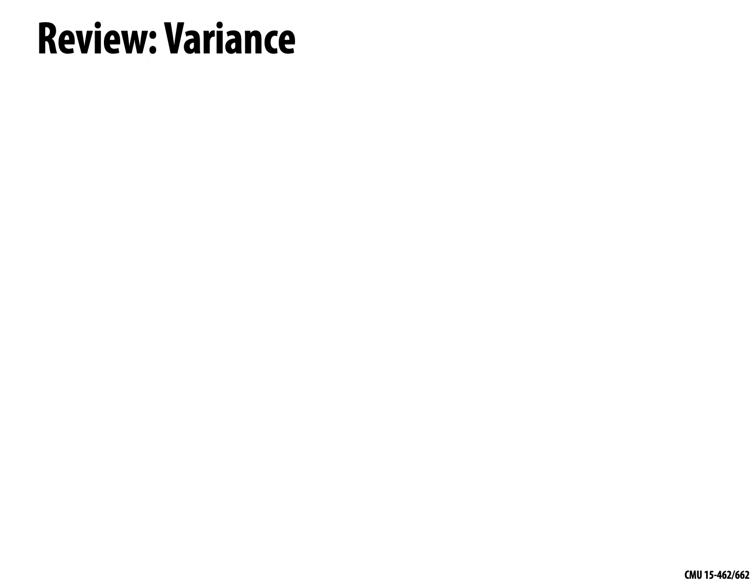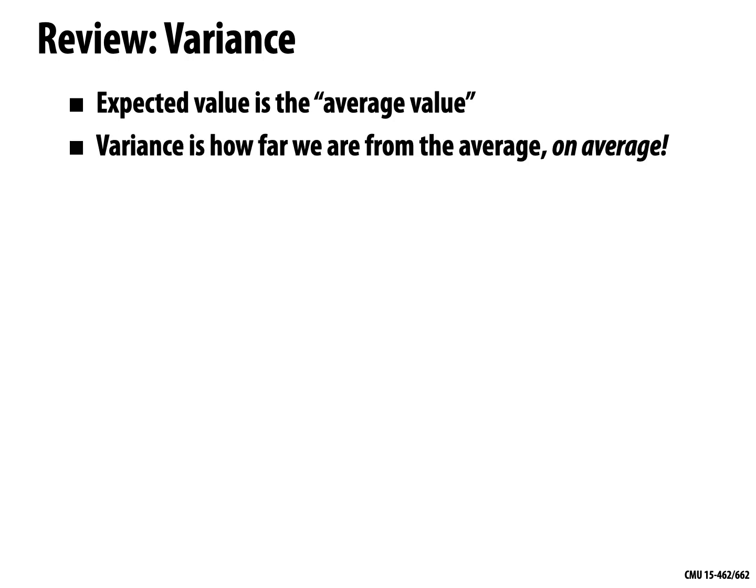Another important quantity when talking about random variables was the variance. So if the expected value is the average value, then the variance is how far we are from the average on average. We can write this by saying the variance of a random variable x is equal to the expected value of the value of x minus the expected value of x, squared. Right? So how much does it deviate on average?